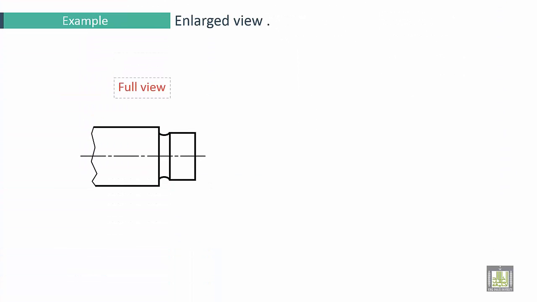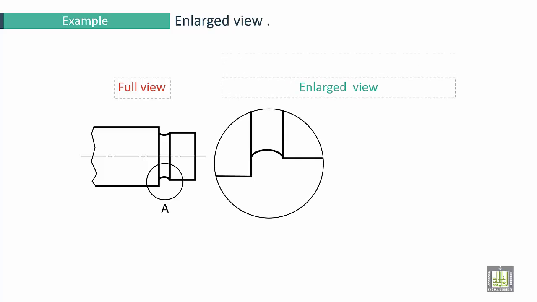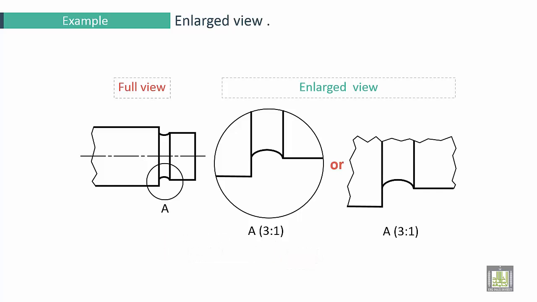Let's take an example. This is the full view. We want to show the detail here. We named it A and make enlarged view with a new scale 3:1. Now it's okay. Reference position and the scale. Or make it like that by using the same name and the same scale.